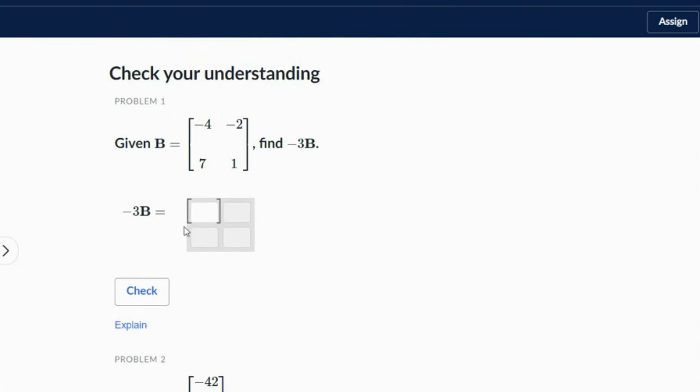All right. Now they want us to do, and right off the bat, they're going to make it a little trickier than 2B. They're going to do negative 3B. So if this is B, what is negative 3B? Well, negative 3 times negative 4, positive 12. Negative 3 times negative 2, positive 6. Negative 3 times 7, negative 21. Negative 3 times 1, negative 3. Let's check. Check mark. We got it.